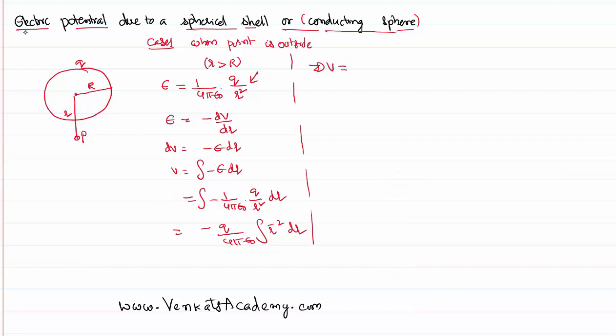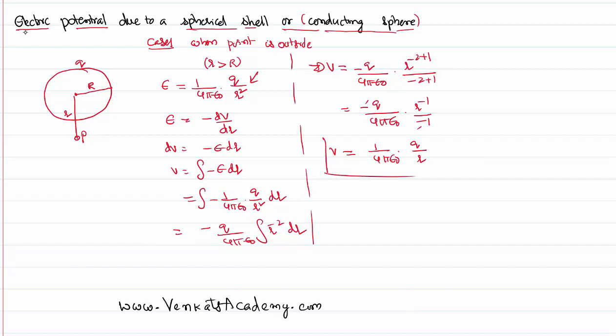voltage at a point outside the shell is minus q by 4 pi epsilon naught, r power of minus 2 plus 1 by minus 2 plus 1. We know the formula for integral of x power n dx is x power n plus 1 by n plus 1. So that is minus q by 4 pi epsilon naught, r power minus 1 by minus 1. This minus and this minus will cancel, so the remaining value is 1 by 4 pi epsilon naught q r power minus 1, and the denominator is r.